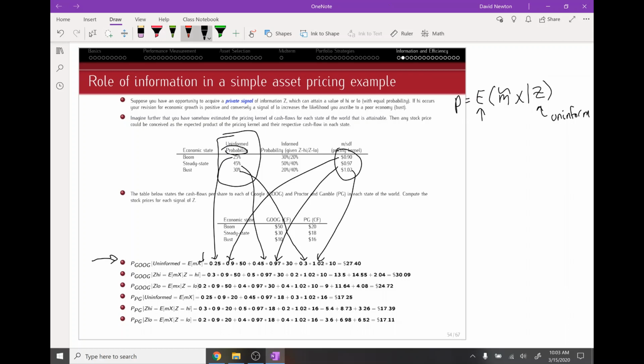And then I know we're getting a little bit sloppy here. I'll just switch ink color maybe so we can track. But here we have the cash flow for Google in each of these associated states. So here we have like this.